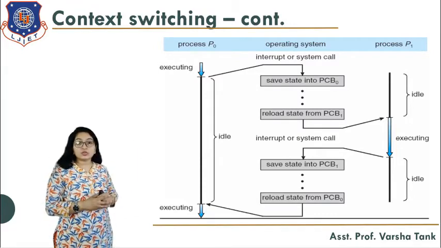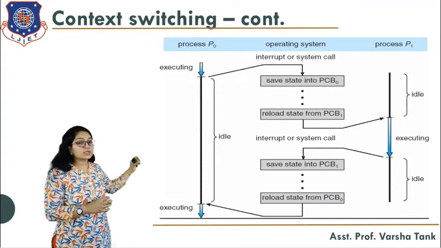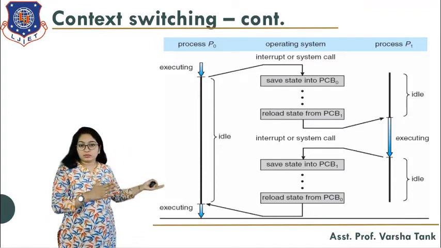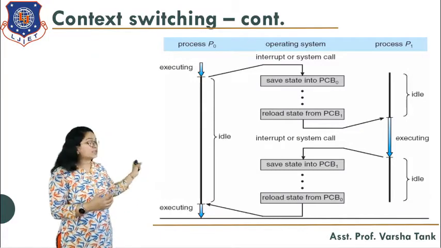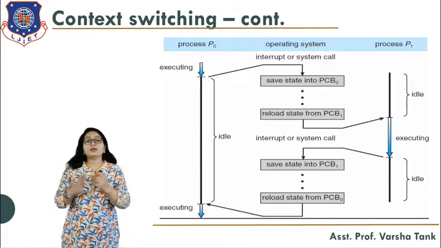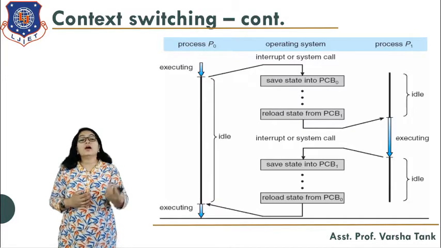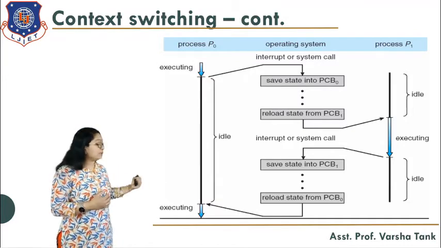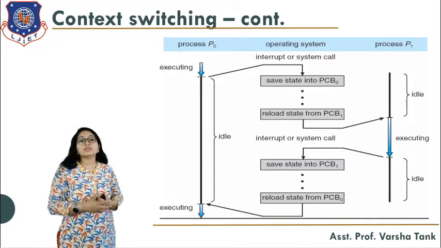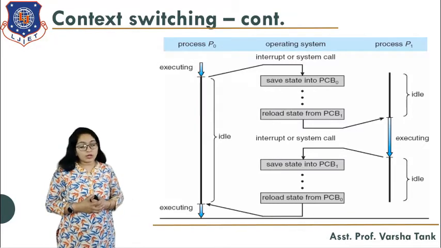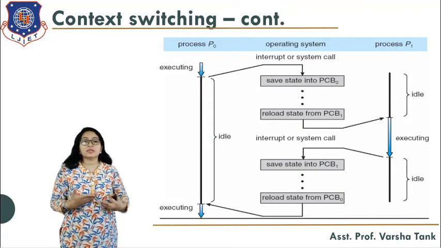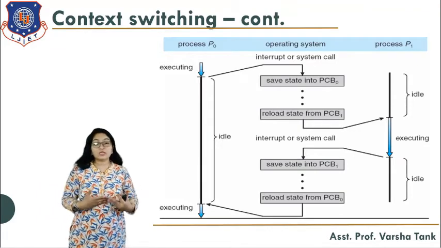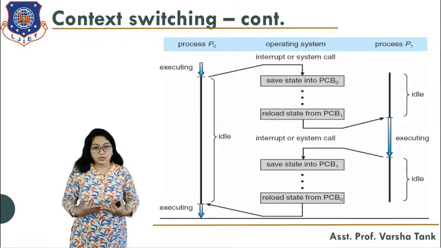Now process 1 is under execution, and if process 1 goes for any blocked operation, at that time again the PCB of process 1 will be stored and PCB0 will be reloaded, where process P0 had stopped. Got it? The same thing will happen for each and every process which comes for execution or goes to the blocked state.